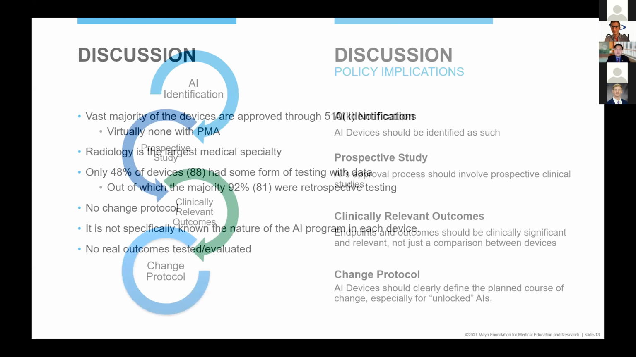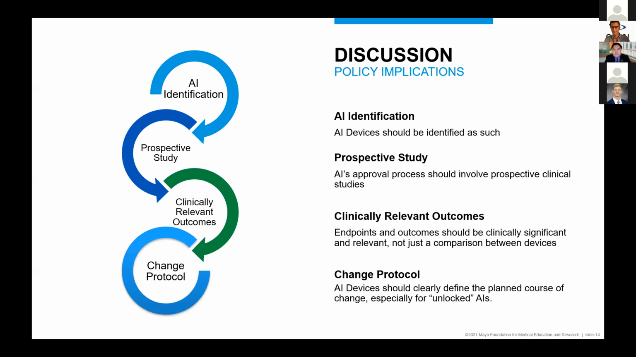So next slide, please. While the results from the study are very preliminary, we can extrapolate several policy recommendations that could be implemented. First, for better regulatory and consumer transparency, we recommend that devices that use AI/ML should clearly state that they do on their applications, and the FDA should keep a list of such devices available. We also recommend for these devices to go through prospective studies and have outcomes and endpoints that are clinically relevant, and not just comparisons to existing devices.